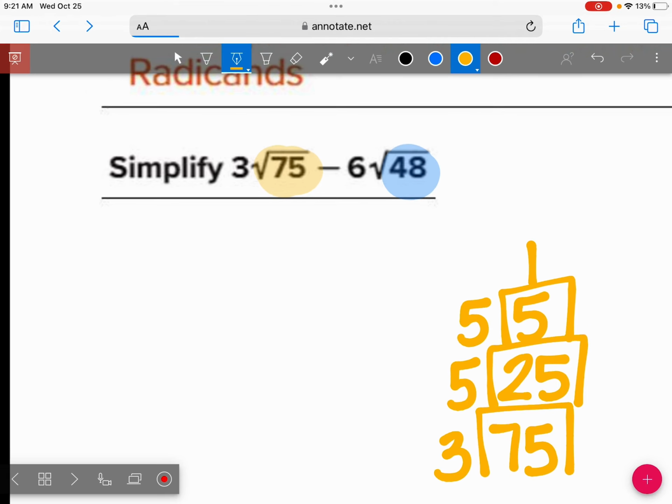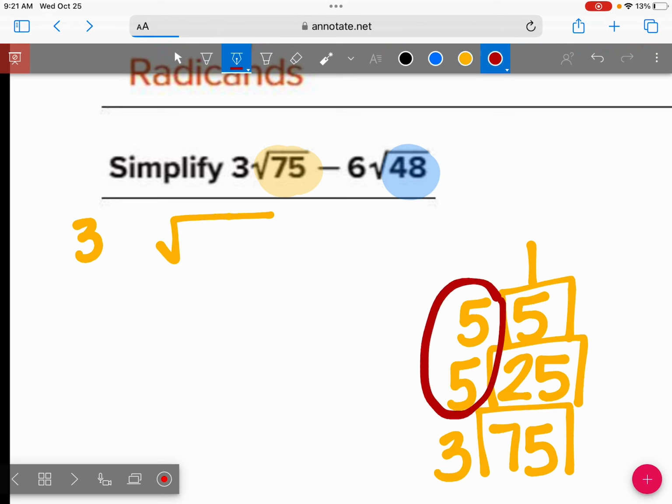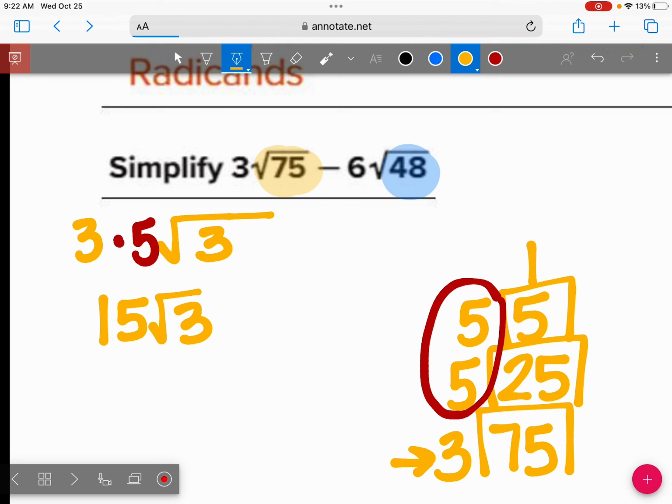So we already had a 3 outside, but now I'm going to add to that a pair of 5s. So this pair of 5s is going to come out with that 3. And the 3 that was already there is going to stay. So this is going to simplify down to 15 root 3. So let's leave that to the side, and now let's build our cake with 48.